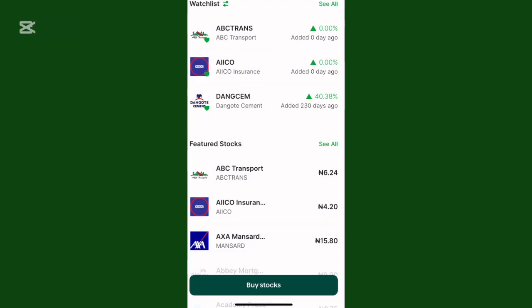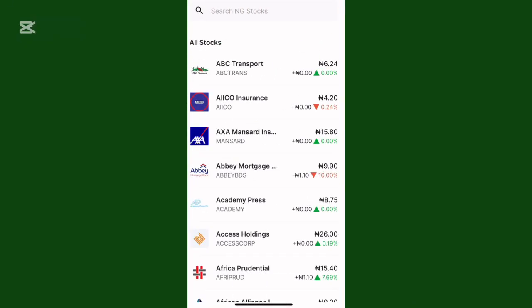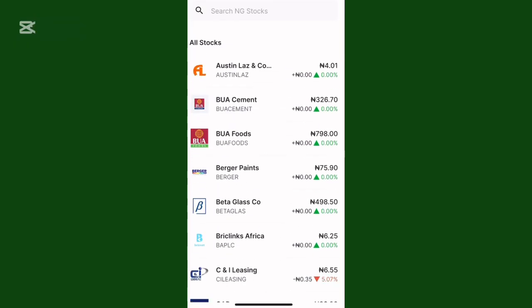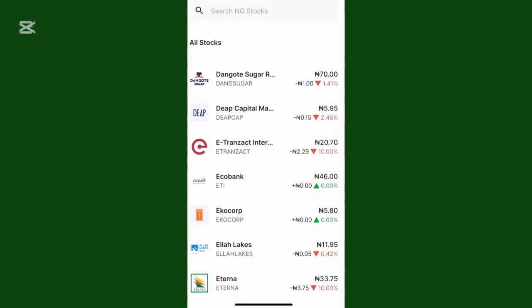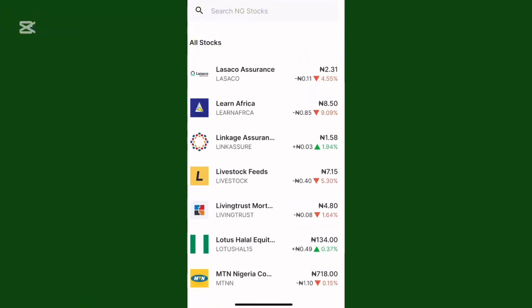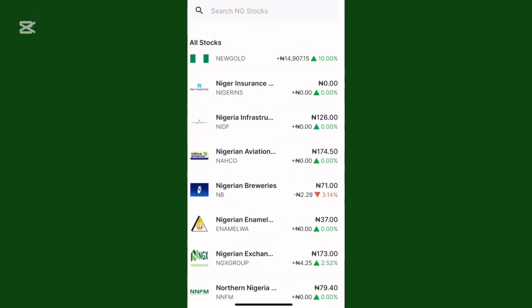The stocks on your watch list simply means you are watching the stock. Maybe you want to buy at a particular price, so you are watching it to probably drop, or you are watching the performance. Then if you want to get access to the list of all the stocks on the Nigerian exchange, you have access to this. You can also use the search icon. So these are all the stocks on the Nigerian exchange.